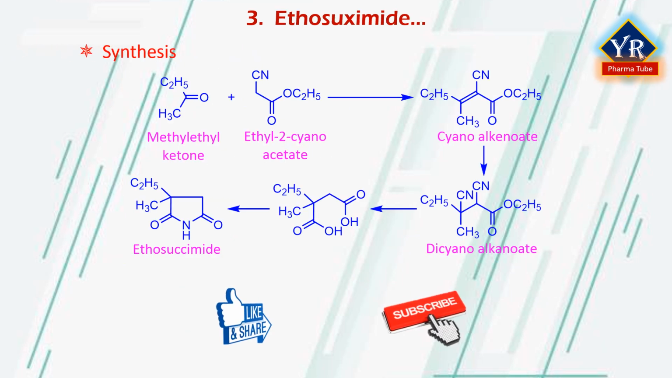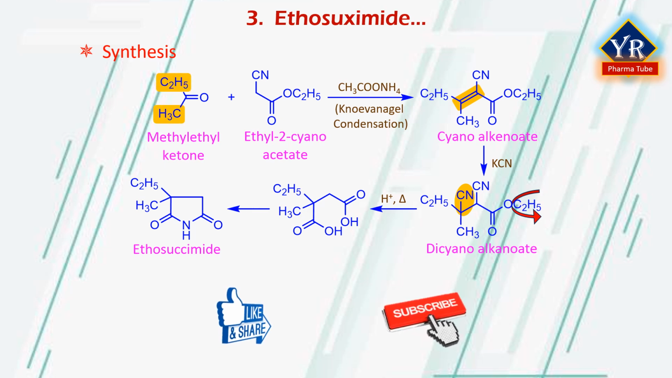Similar to Phensuximide and Methsuximide, as discussed above, Ethosuximide can also be synthesized by a similar method, except that Ethosuximide synthesis uses methyl ethyl ketone as the starting material, as shown in the figure, and in the last step, ammonia is used for the heterocyclization of the dicarboxylic acid.